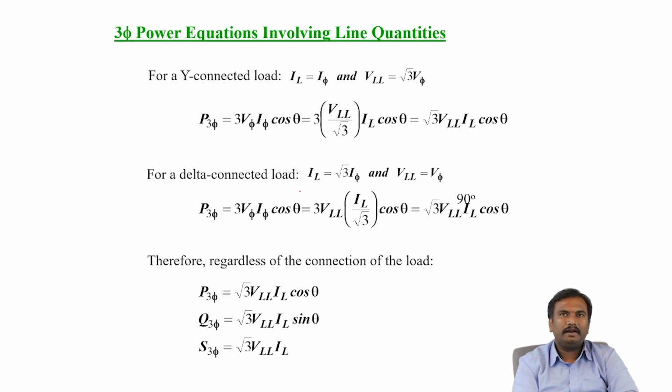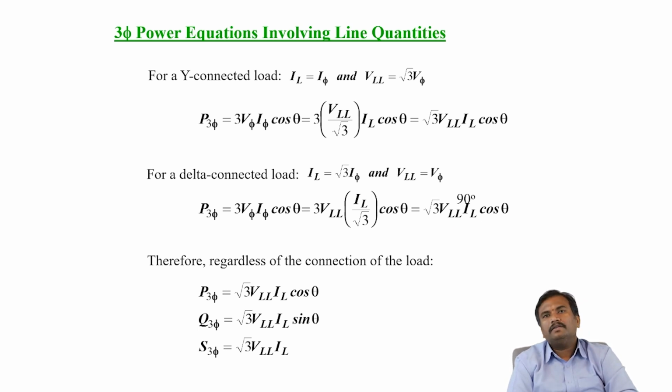For delta connected load, IL is equal to root 3 into I phase and VLL is equal to V phase. That is, for the three phase power, 3 into V phase is the same as the line to line voltage, but I phase is equal to IL by root 3, which gives root 3 into VL IL cos theta.